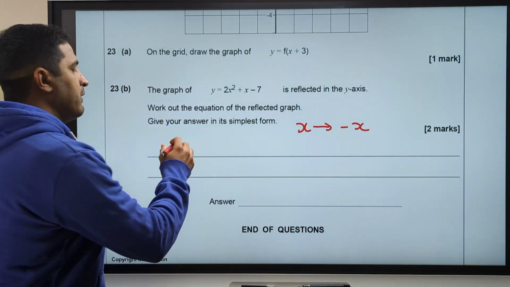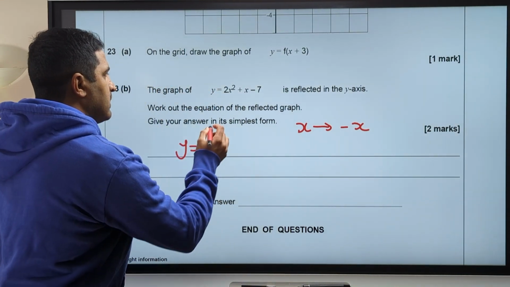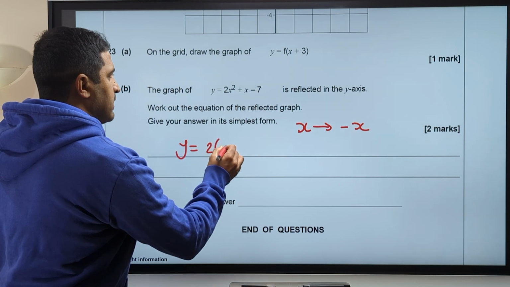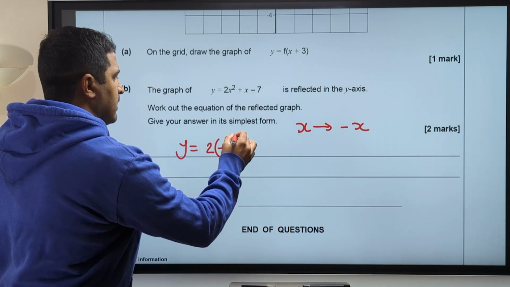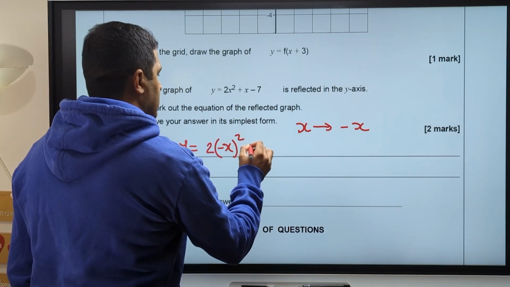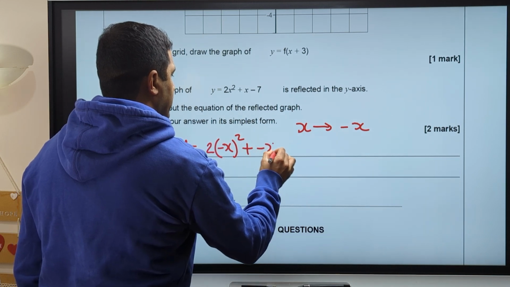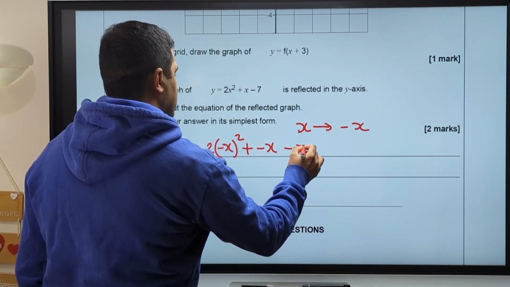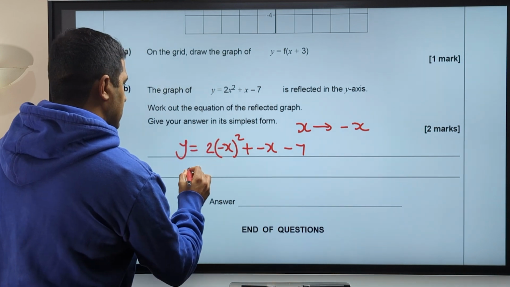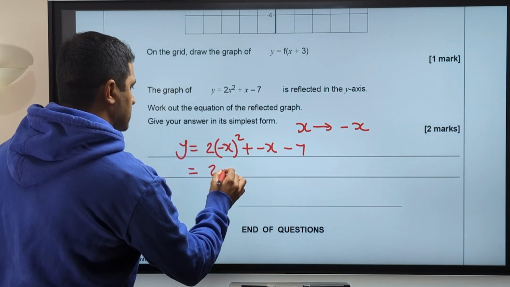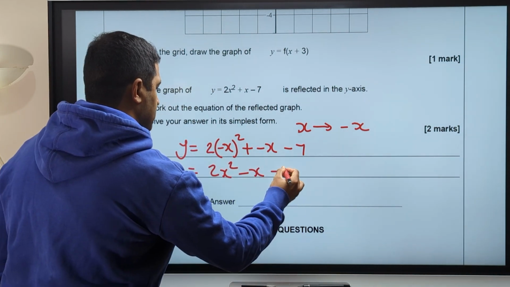So we're just going to rewrite that. Y is equal to 2 times negative x squared plus negative x minus 7. So what we get is 2x squared minus x minus 7. That's what you get.